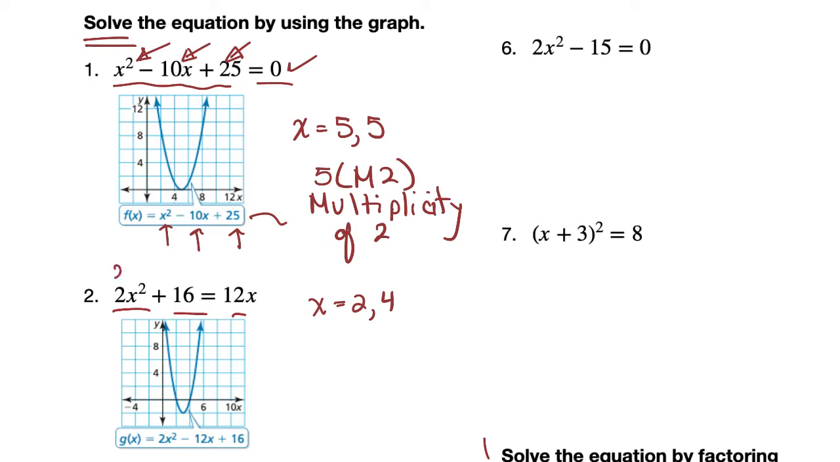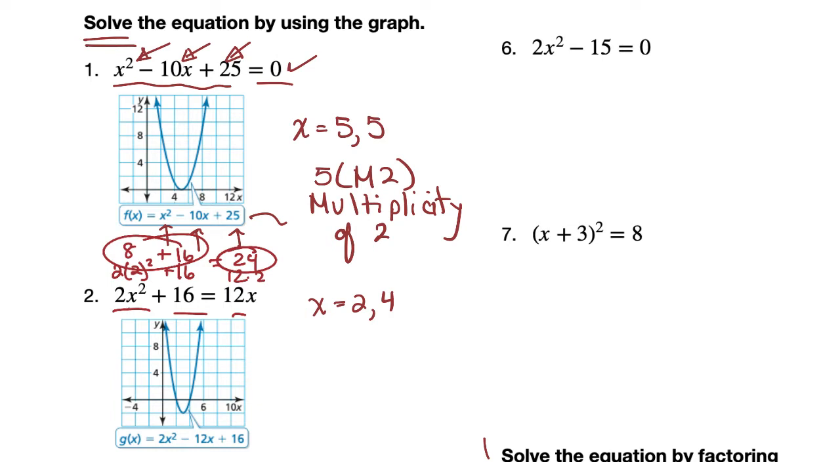And you can test that. If I were to put a 2 in here, you'll see that the left side equals right side. 2 squared is 4 times 2. This is 8 plus 16. And over here it'd be 12 times 2, or 24. And 8 plus 16 is 24. So you can see the 2 works in there. 4 would likewise work. And that's it.